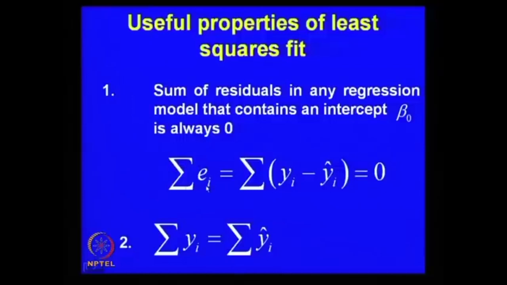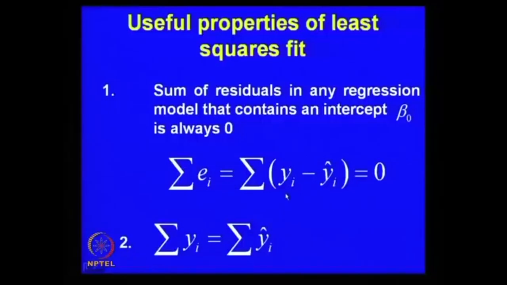So, the summation of e_i is equal to 0, and the second property says that the sum of the observed values is equal to the sum of the fitted values y_i hat. This second property is a consequence of the first property. It is obtained from this one only.